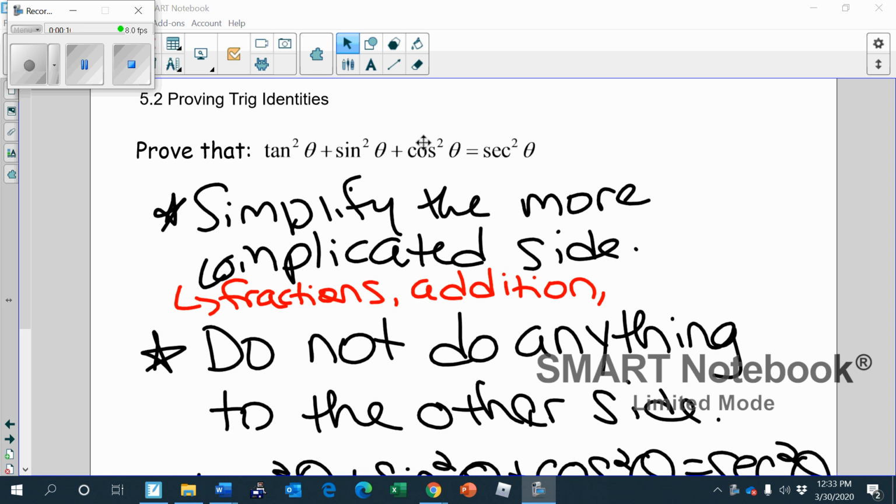So we're moving on to 5.2, and I think it may actually be a little better for you because you have to prove what it is, proving trig identities. I'm not just asking you to simplify. I'm asking you to simplify, and then check that it is the same as the other side. So it's a little more direct, and you know what answer you're supposed to be getting to.